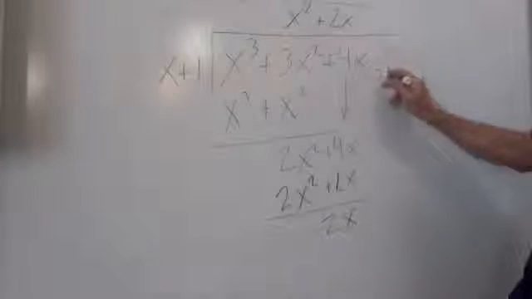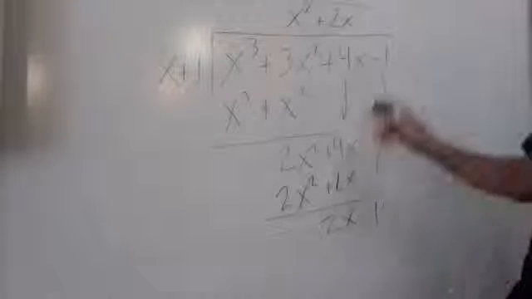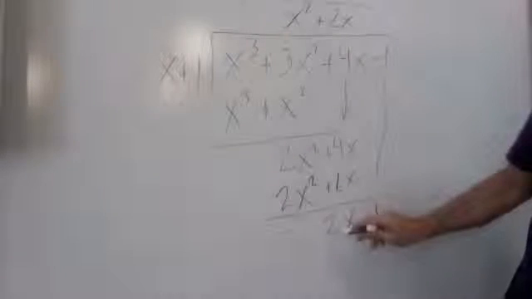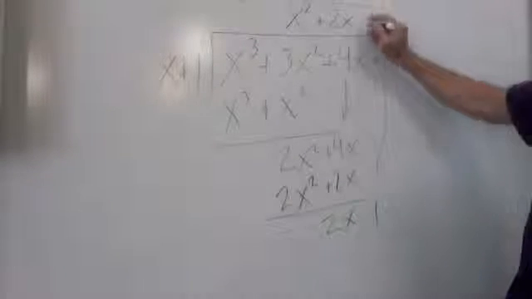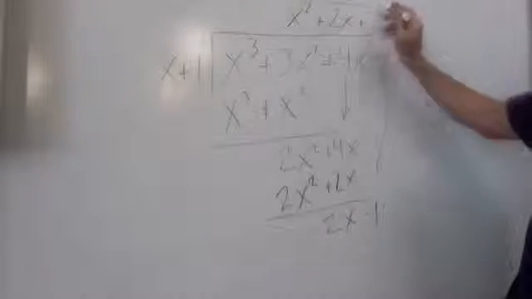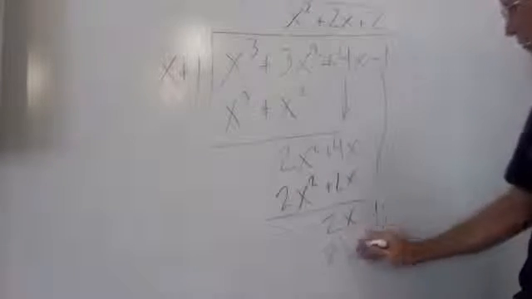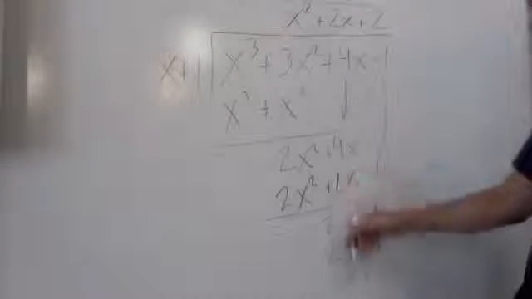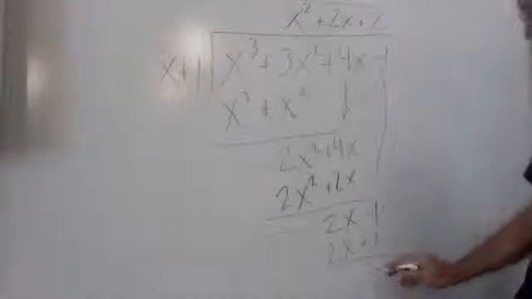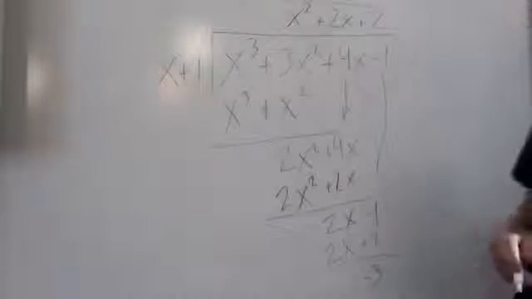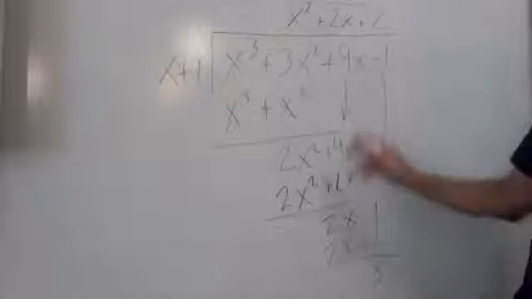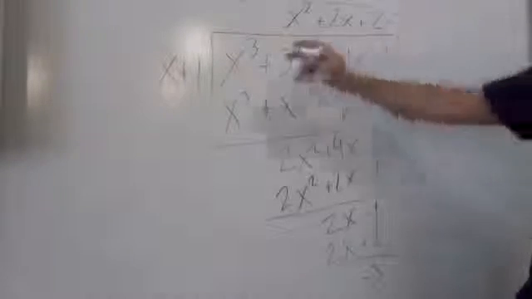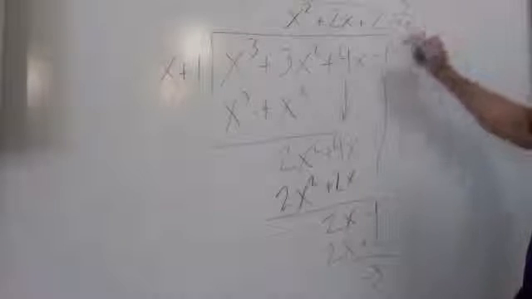Last step, I bring down the last one here, minus 1. And again, I go back to this place and I think, what can I multiply by that that's going to at least match up with the first term here? Well, if I multiply by a 2, 2 times x, 2x, 2 times 1, positive 2. Subtract, that goes away. That gives me negative 3. Now, what do I do with that? That, of course, goes over that. So, negative 3 over x plus 1 will be my remainder.